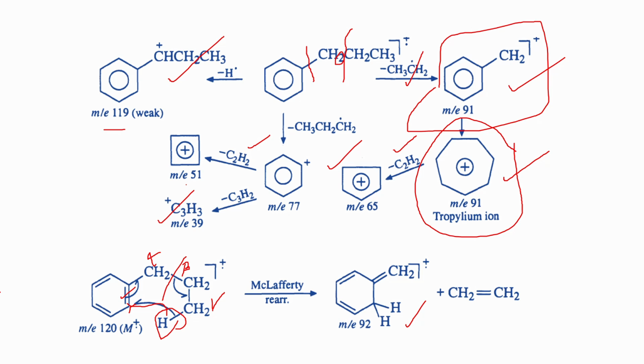These are the important fragmentation patterns of hydrocarbons. I have already discussed aliphatic hydrocarbons, in which alkanes, alkenes and alkynes are taken as examples. I have already discussed cycloalkanes and aromatic hydrocarbons, including substituted aromatic hydrocarbon, substituted benzene.